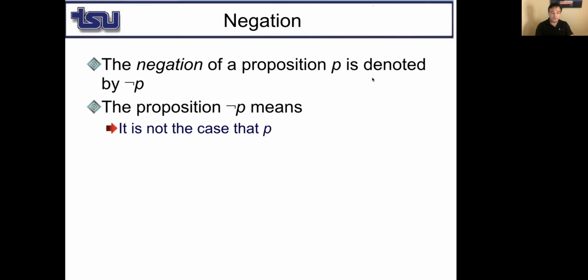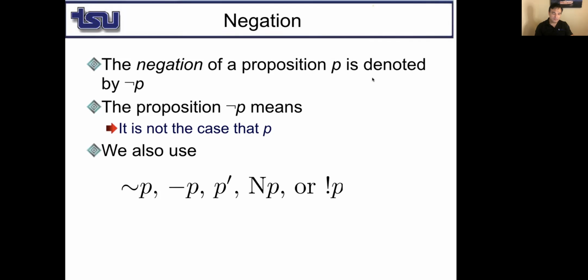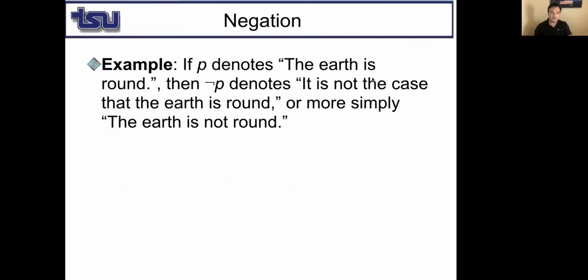And proposition P naught means it is not the case that P. That's the opposite of P. That's very intuitive. In some places you will see tilde P, dash P, P naught, and P bar. These are maybe some other ways that other books or internet resources might refer to P naught. The most commonly used ones are, again, P bar or P naught, just like this one. So don't be surprised if I use this notation throughout the semester.